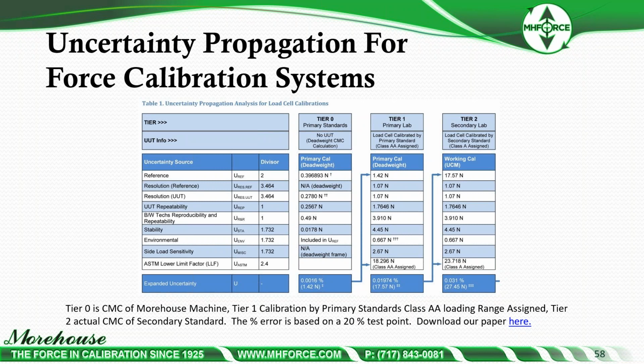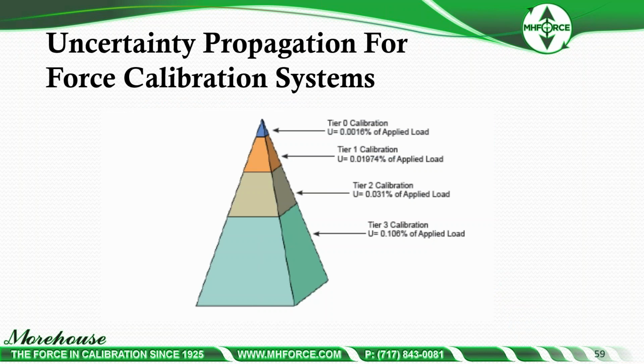This basic paper just concludes that at tier 0, we can get 16 parts per million. At tier 1, we're looking at probably around 0.02%. And then tier 2 would be if I want to go and do my CMC, I can get about 0.03%. So, all that error was based on a 20% test point. 10% is usually going to be double, and then if it goes higher to 30, 40, you can get less. And that's really what we're seeing. The tiers, that tier 0, 016, tier 1, tier 2, tier 3.